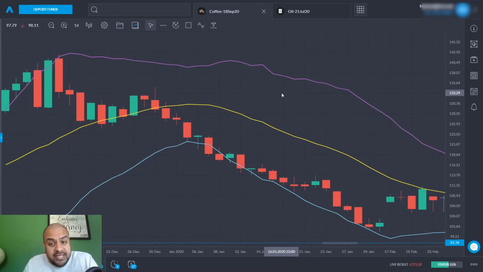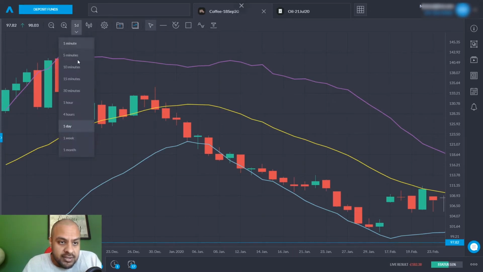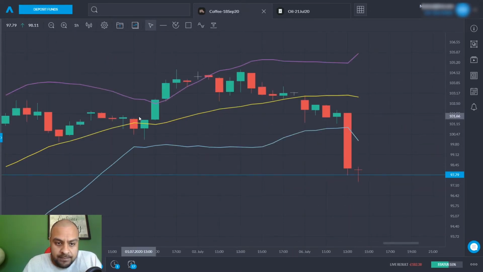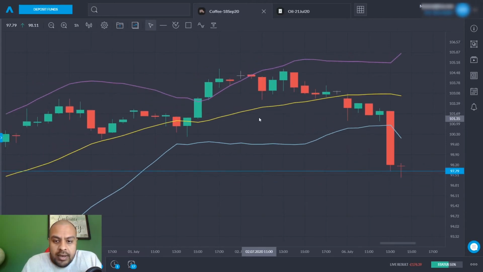Now what does the Bollinger Band tell you? The way I use it, it tells me my buy and sell points. For example, this yellow line represents the average price over a 20 period. It could be hour, it could be 4 hour, whatever time period you're using. I'm just going to change this to a 1 hour time period. Now, that's the average.